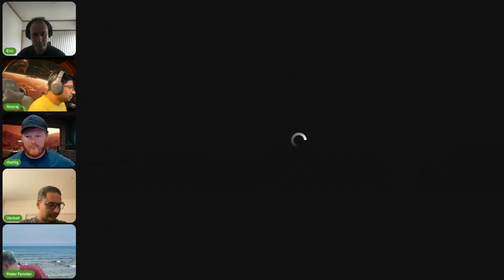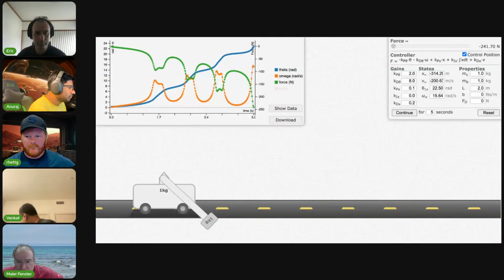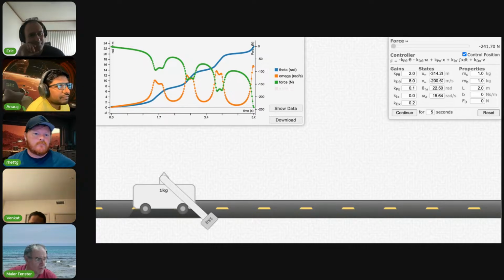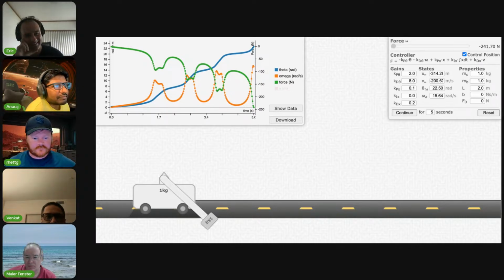Yeah, I just shared the simulator I found online, so I thought that would be a good place to start. How many of you have seen some version of this in some undergrad course, pendulum on a cart? I did, yeah. Same as you, a long time ago. All right.